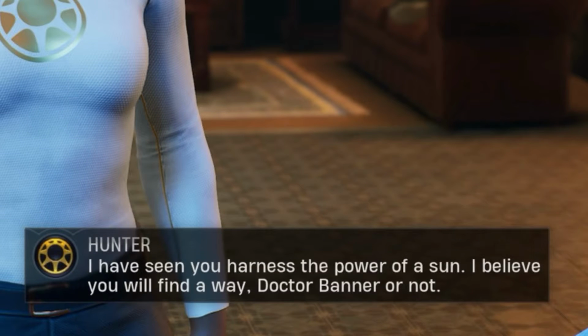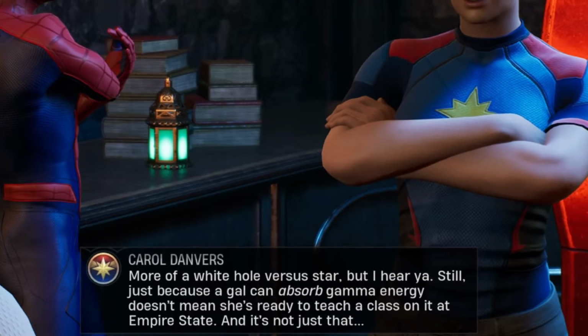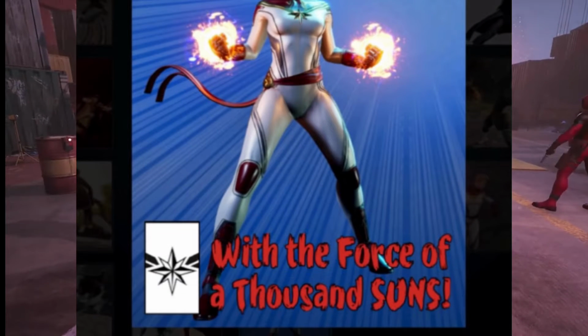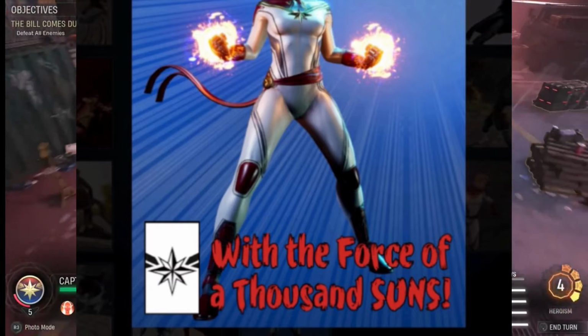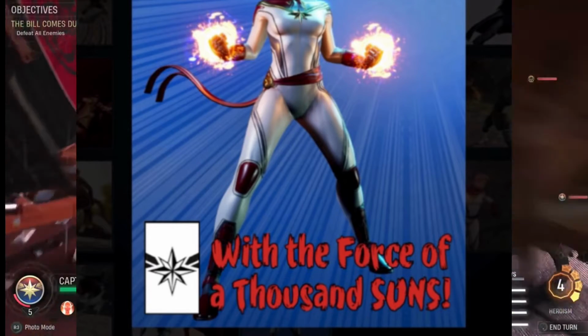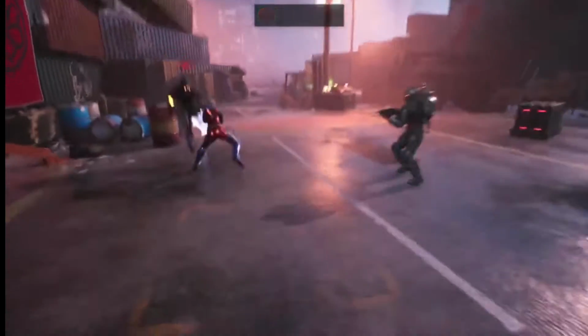The Hunter states that she has witnessed Captain Marvel harness the power of the sun, but Captain Marvel quickly corrects the Hunter, saying it's more of a white hole than a star, which is very impressive. It's also stated on Captain Marvel's comic book cover that she has the force of 1,000 suns. So these statements alone solidify her place in star level, which is very impressive.